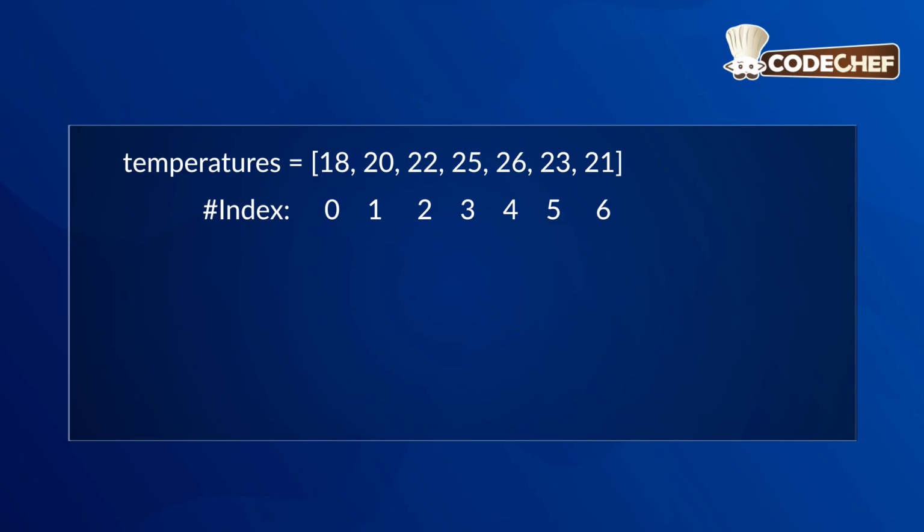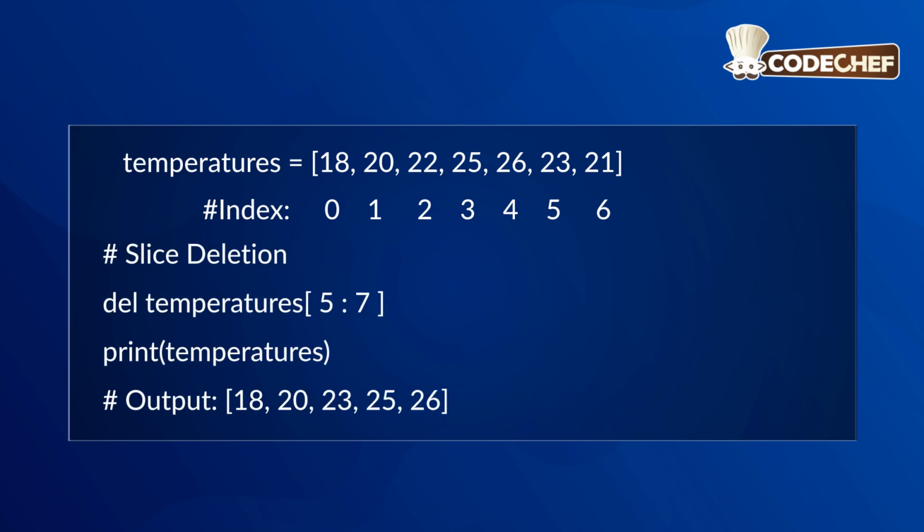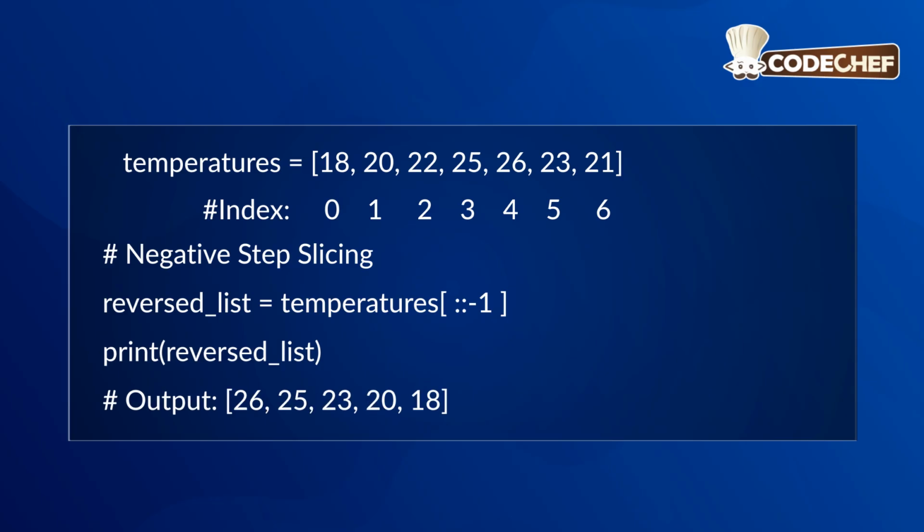You can even replace a slice of a list with new items. Here, we'll replace the temperatures for Wednesday and Thursday with new values. And finally, to remove a slice of items from a list, you can use the del keyword. And for a really neat trick, you can reverse a list by using a step of -1.